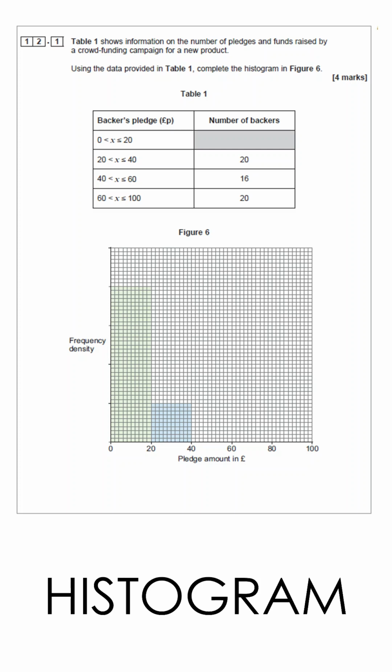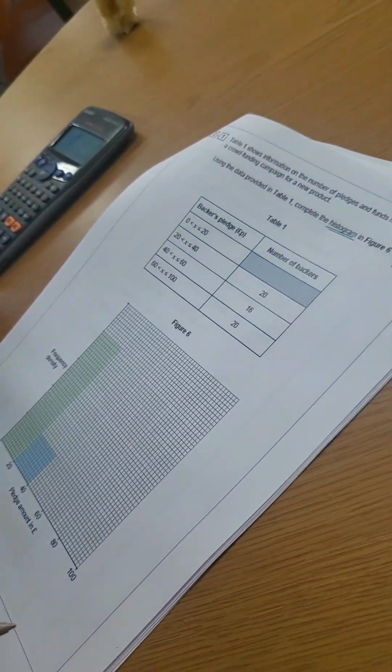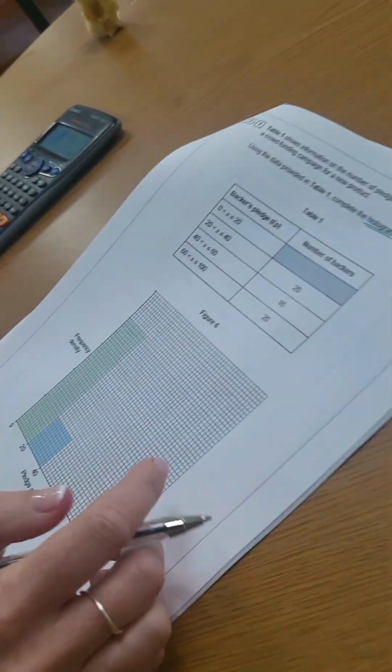Hi everyone, in this video Miss Baker is going to take you through something called a histogram. This is quite a common question, along with things like cumulative frequency, so it's definitely worth having a look at this question. Right, in case people don't know, a histogram looks like a bar chart, but it actually is completely different.